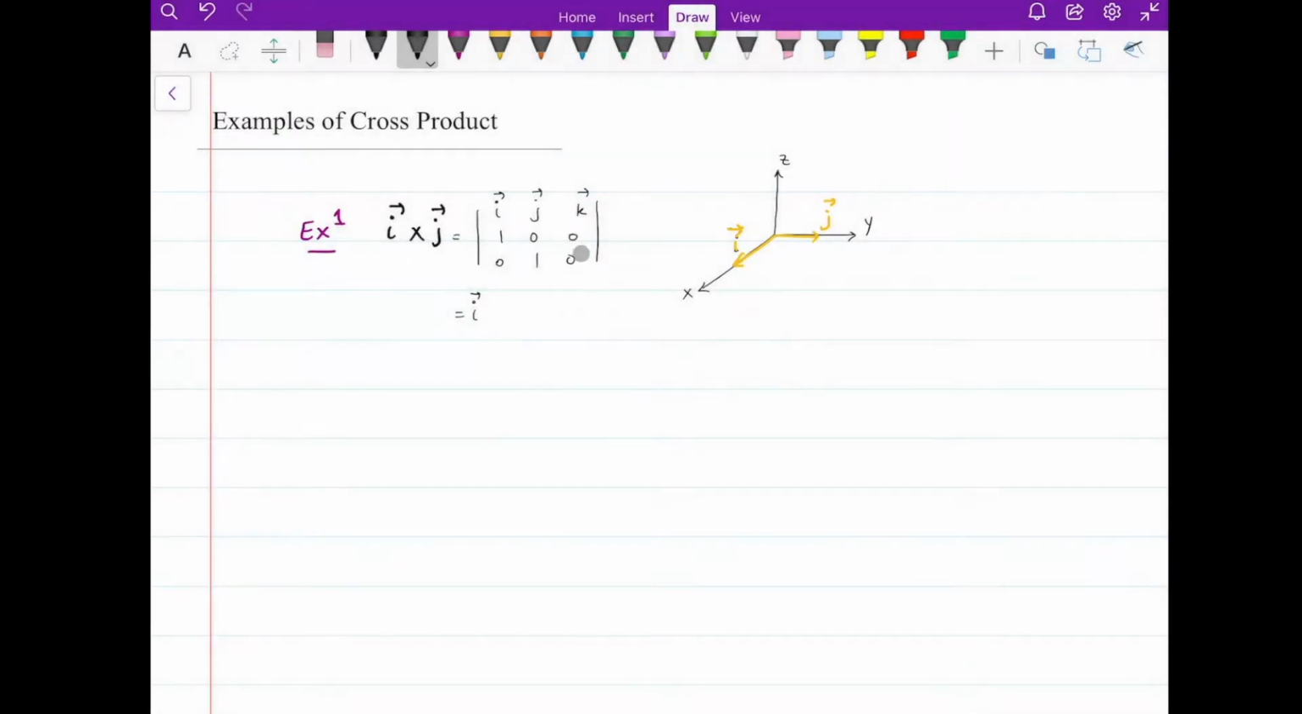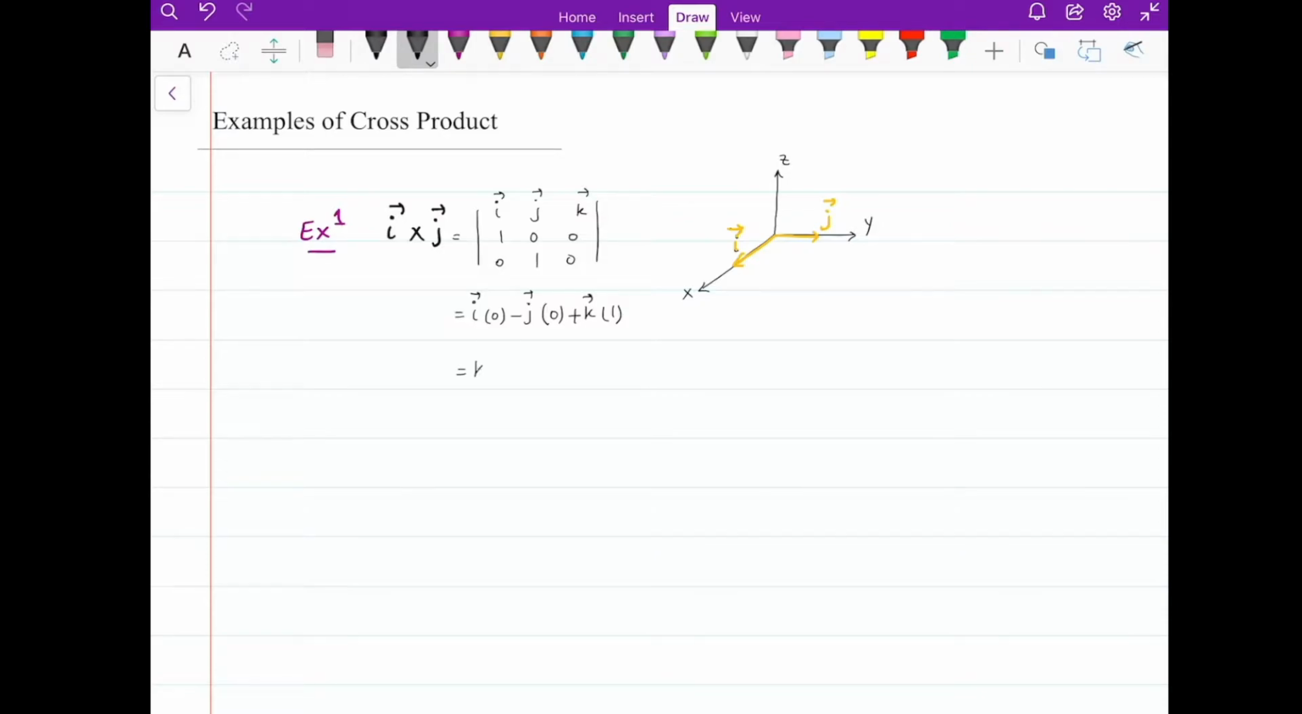So I get i times the determinant of this matrix after removing the row and column containing i. I get 0 minus 0, which is 0, and then negative j times 1 times 0 minus 0 times 0, which is 0, and then plus k times the determinant of this minor, which would be 1 minus 0, so 1.